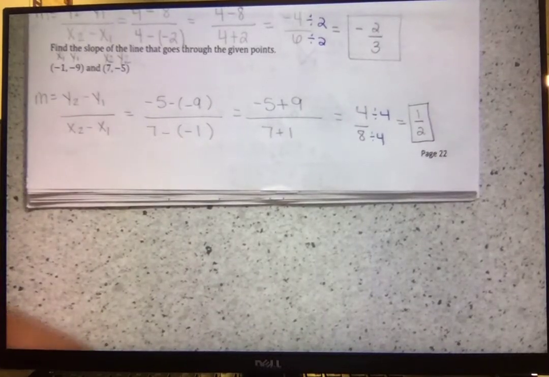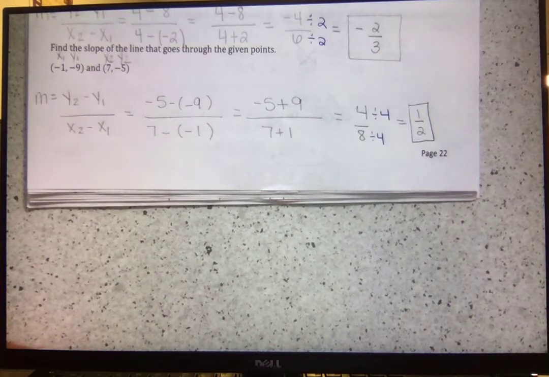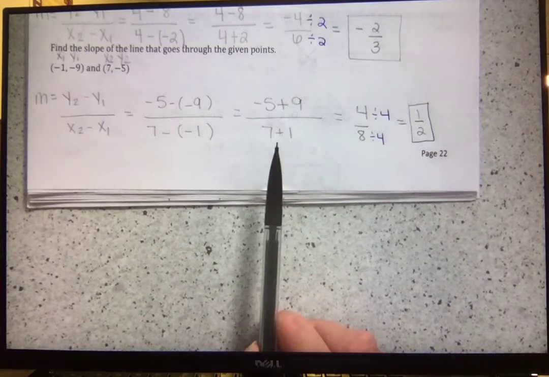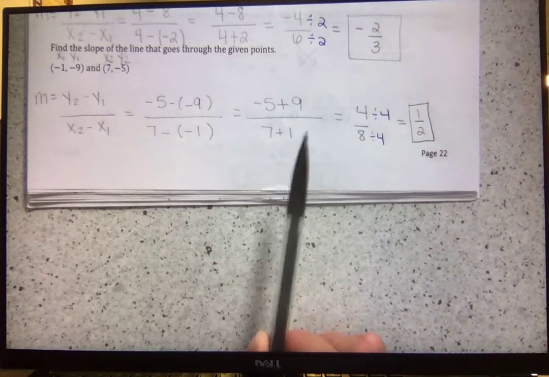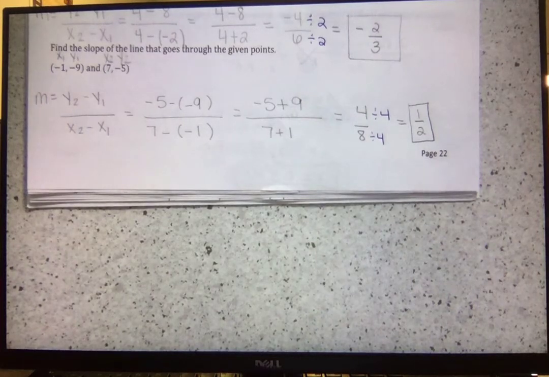Alrighty, looking to see what you did, looking to see what we did together. I labeled my first point as x1, y1, so (-1, -9) is x1, y1. The second point, (7, -5), I labeled as x2, y2. Plugging into my slope formula, m equals y2 minus y1 all over x2 minus x1, we have -5 minus -9 all over 7 minus -1. The two negatives become a positive, so it really becomes -5 plus 9 all over 7 plus 1, which will give us 4 over 8. They both have a 4 in common, so if I divide that out, we are left with 1/2.